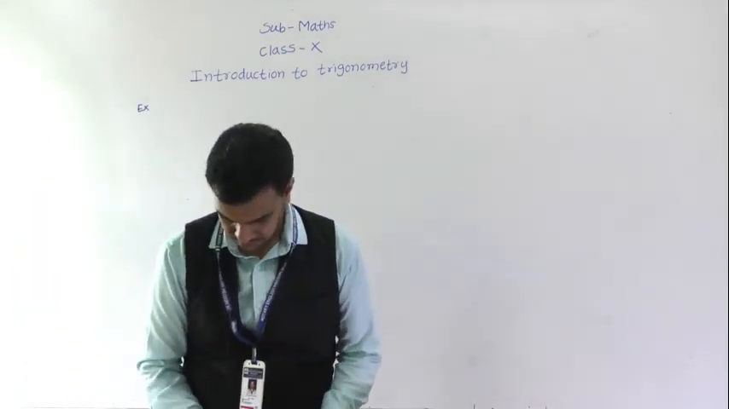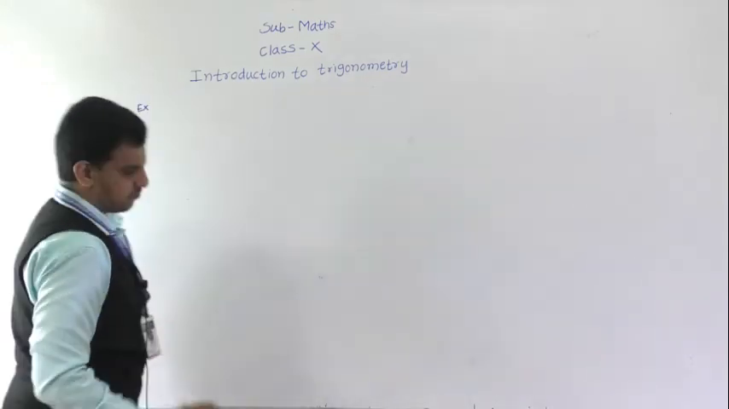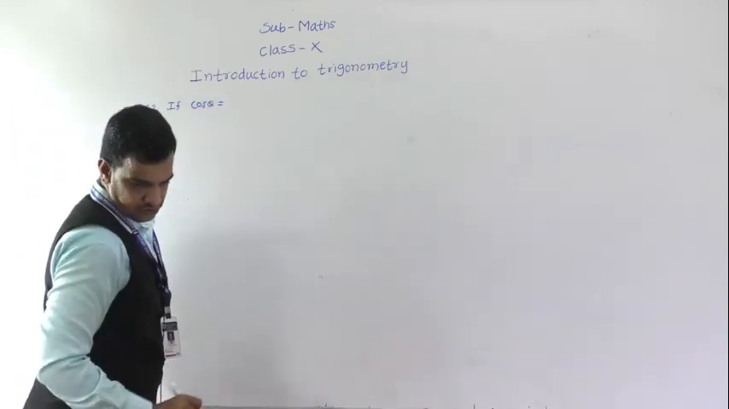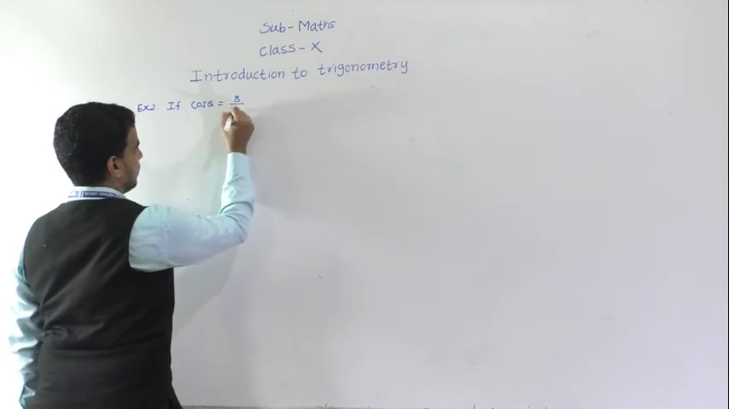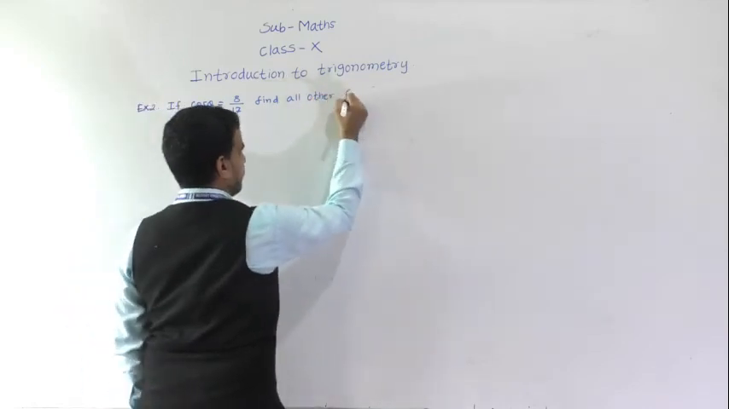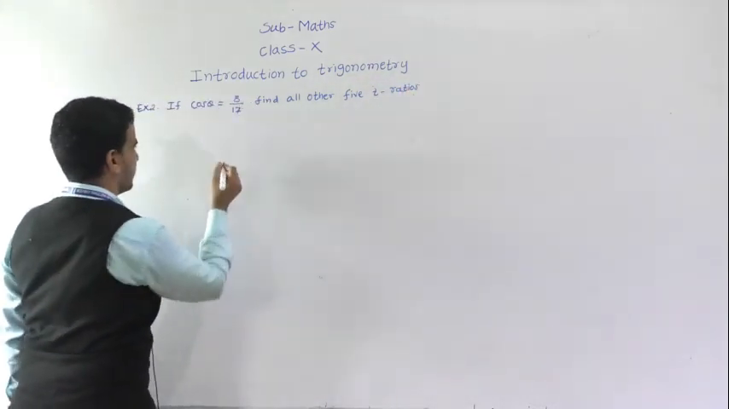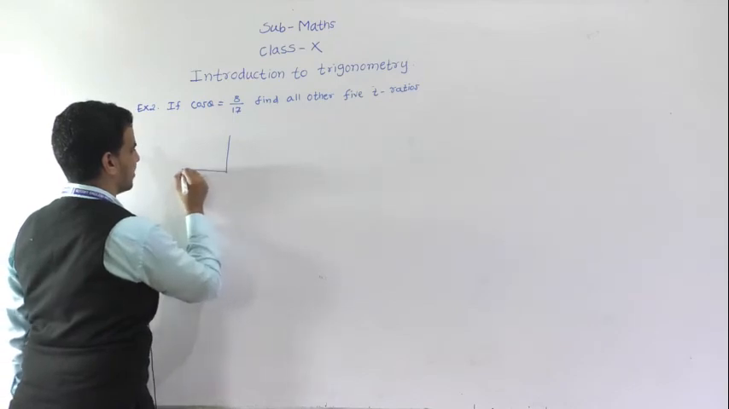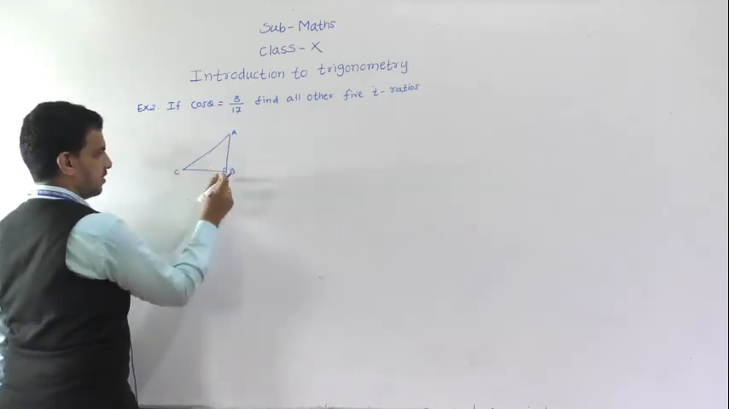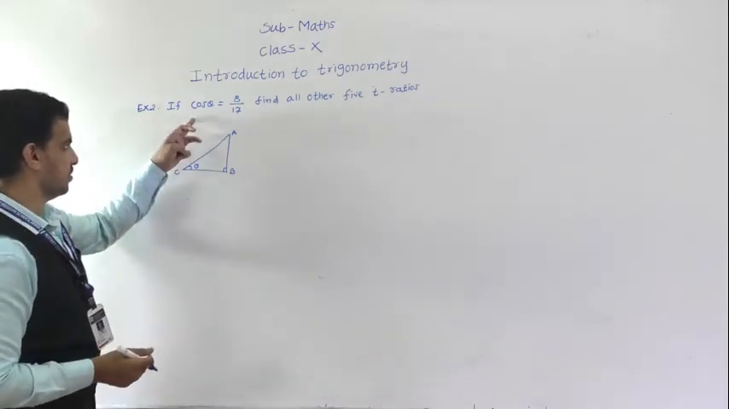Okay, second example is: suppose cos theta is equal to 8 by 17, find all other 5 trigonometric ratios. So here cos theta is given, but the triangle is not given. So I am taking ABC as a triangle right angled at B. Suppose this angle C is theta, and cos theta is given as 8 by 17.